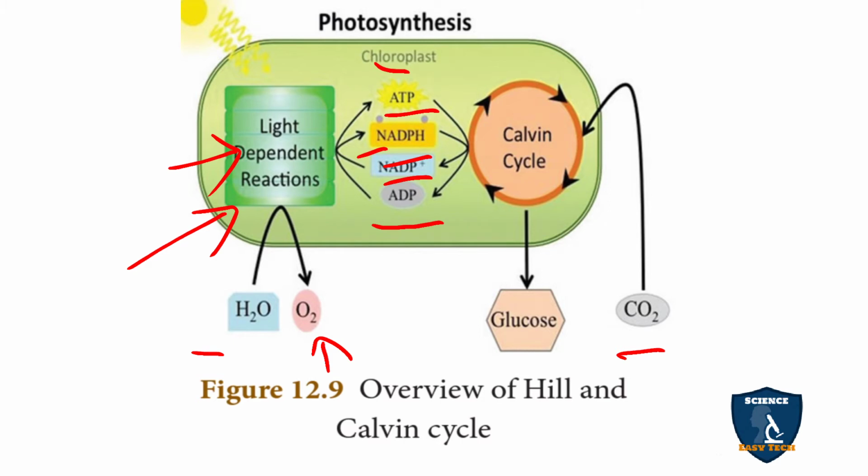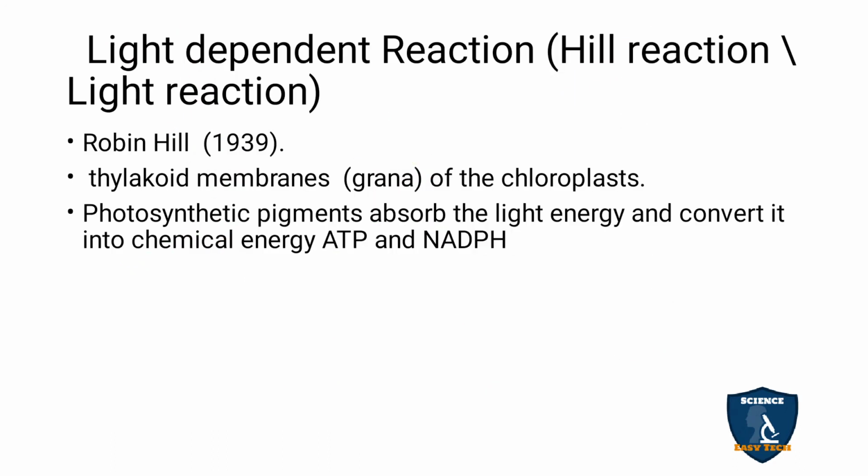And you get the glucose, that is, carbohydrate is formed here. This is the overall overview of the Hill reaction and Calvin cycle. This one is the light reaction and this one is the dark reaction. Light dependent reaction is otherwise known as Hill reaction or light reaction. So remember students, they may ask light dependent reaction or Hill reaction or light reaction. These are the names for the light reaction.